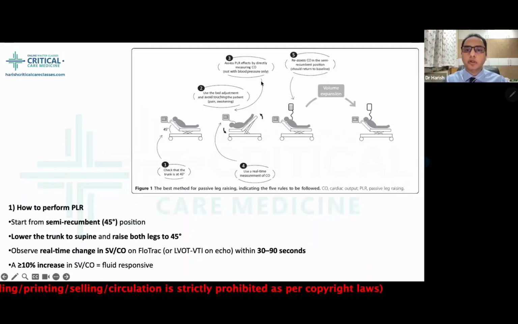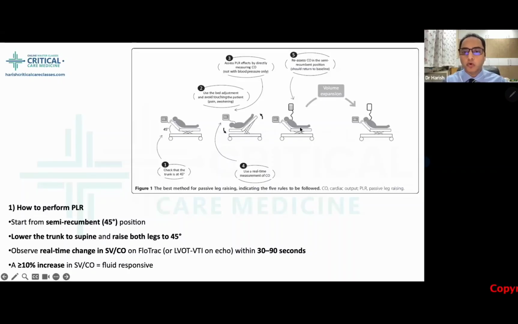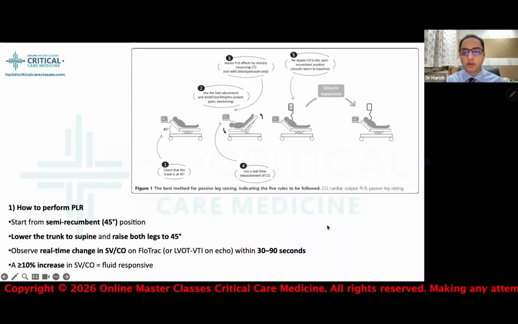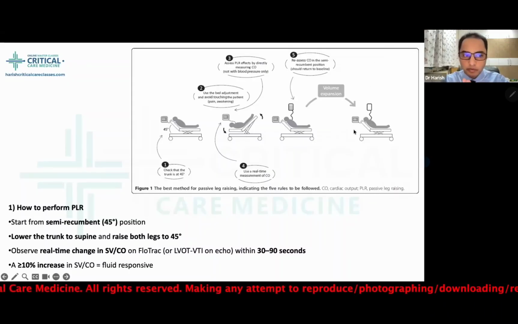Reassess the cardiac output at the end of 1 minute, at least 30 to 90 seconds, to assess the change in cardiac output. One baseline we measure, and after leg elevation at the end of 1 minute we measure one more cardiac output. Then reassess the cardiac output in the semi-recumbent position. Whatever the baseline cardiac output was, when you go back to the original position, it should revert to the same value. That is the full cycle of your passive leg raise. If there is an increase in cardiac output or stroke volume by at least 10%, then the patient is volume responsive. This is how you perform PLR.